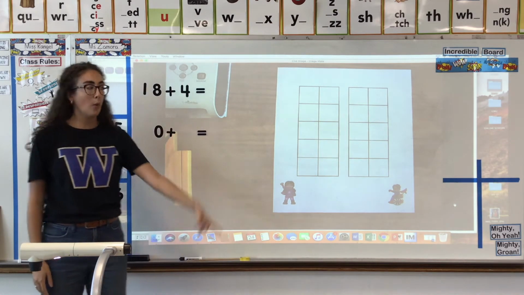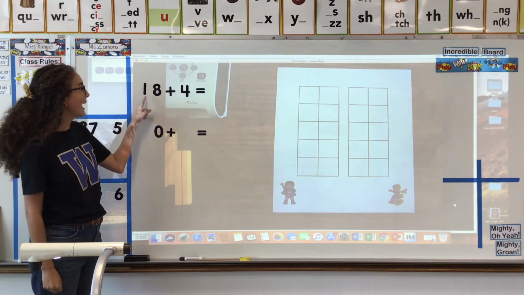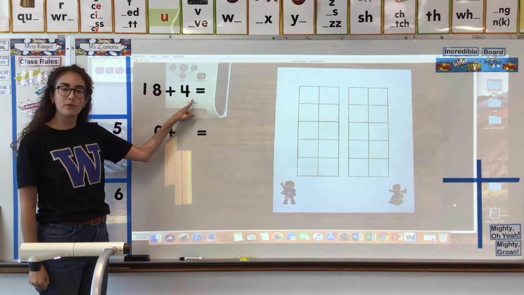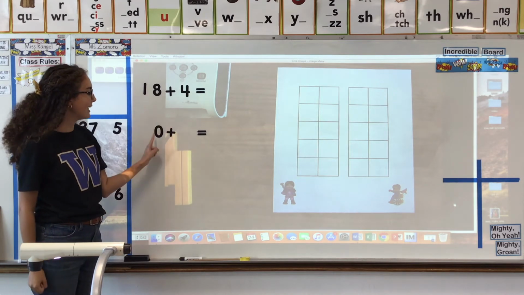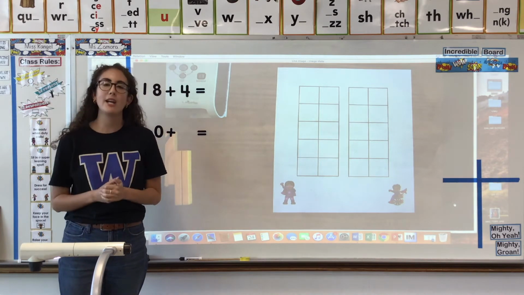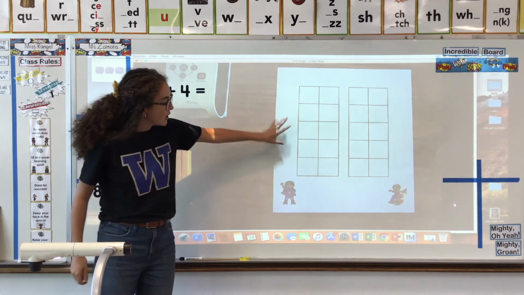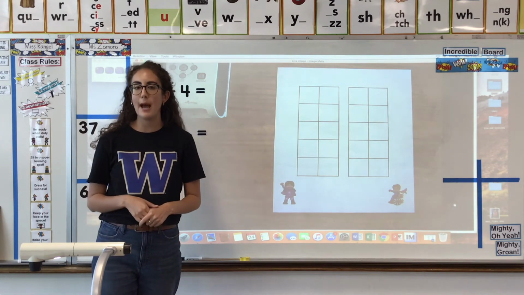Okay, awesome people. We are going to start practicing this strategy by solving 18 plus 4. We are going to turn 18 plus 4 into a 10 plus fact and solve quickly in our heads. And today we're using our 10s frame so we can see exactly how this happens.